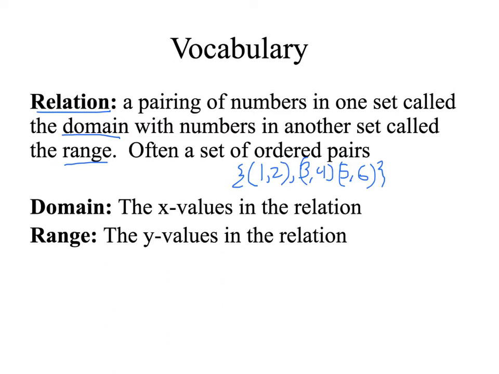So the domain would be the x values. So the domain in this little example would be 1, 3, and 5. And then the range would be the y values. So the range is 2, 4, and 6. So you could see that you could graph those ordered pairs, and that's eventually what we're going to start doing, is graphing them. And that's why a relation is a pairing of numbers. So 1 goes with 2, 3 goes with 4, and 5 goes with 6. So every time you have a domain value, it gets matched with something in the range, and that's where we get the ordered pairs, and that's how we can plot points on the coordinate plane.